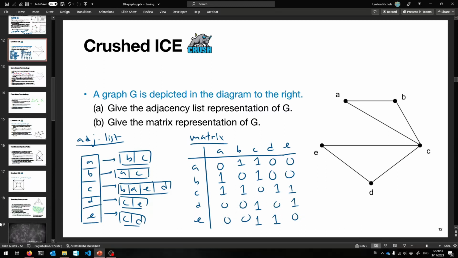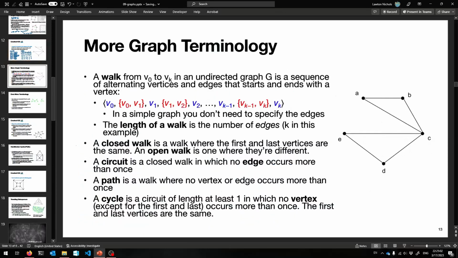So either way works. Some representations are easier to do things with than other representations. You'll always pick the best for your purposes. Okay, let's keep going. I'm sorry, I have so many terms that you just can't escape them, sadly.